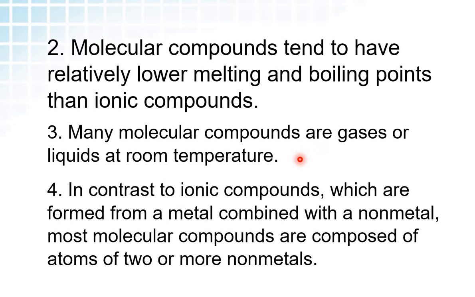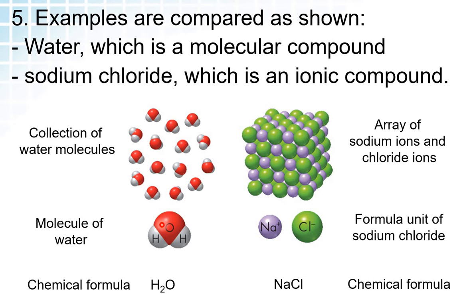From the first point here we have to say that molecular compounds are composed of two or more non-metals, but ionic compounds are composed of a metal and a non-metal. Here also we have to see the examples first to differentiate well between an ionic compound and a molecular compound.